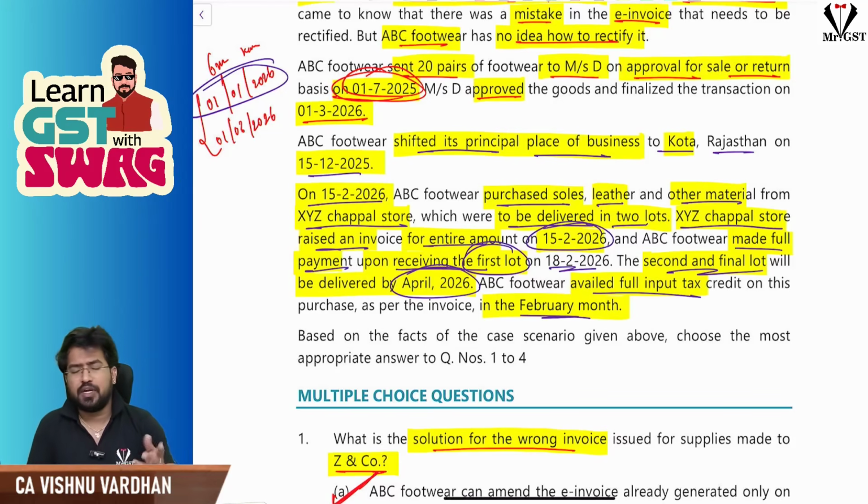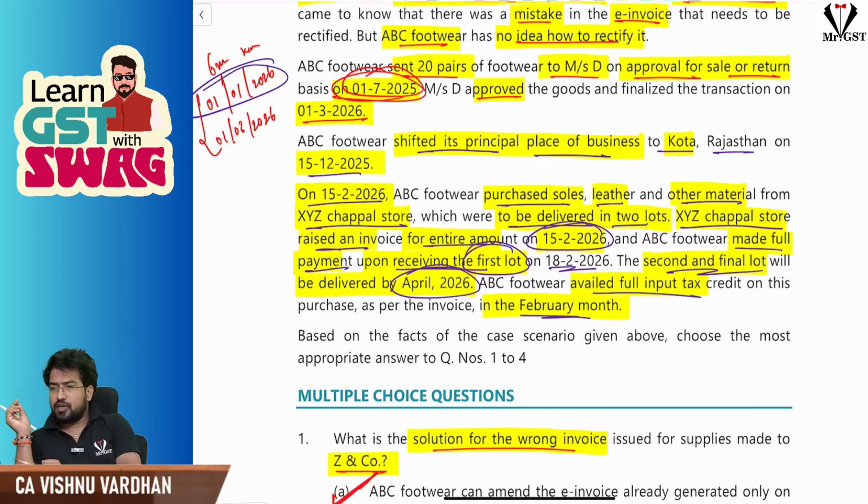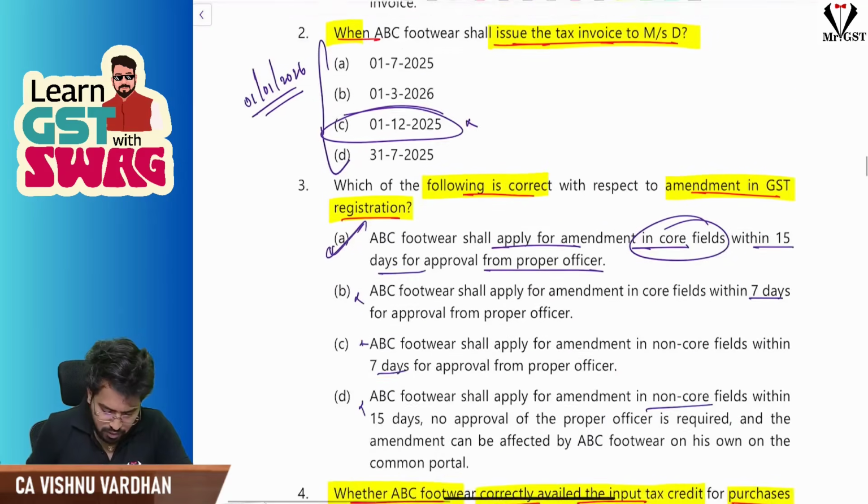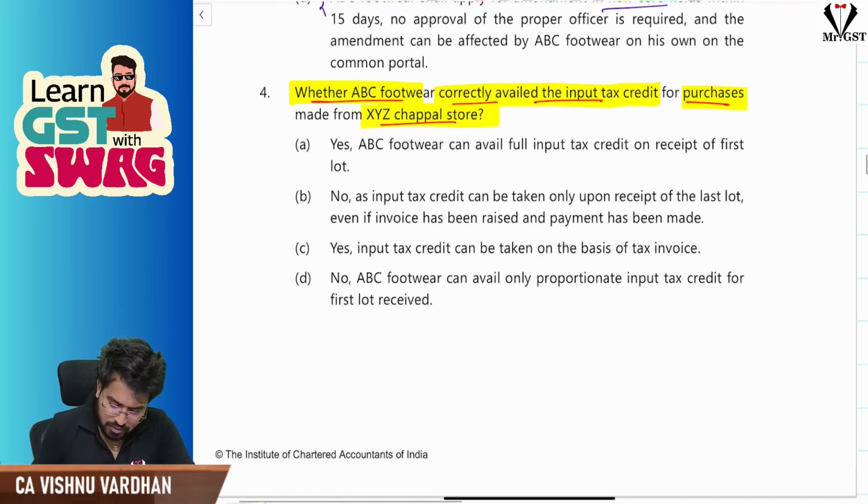As you know, no, it is not at all correct. You can avail ITC only after the receipt of the last lot or installment. So here, this is the option. So taking ITC is wrong. Whether they correctly availed it? No, the answer is no.